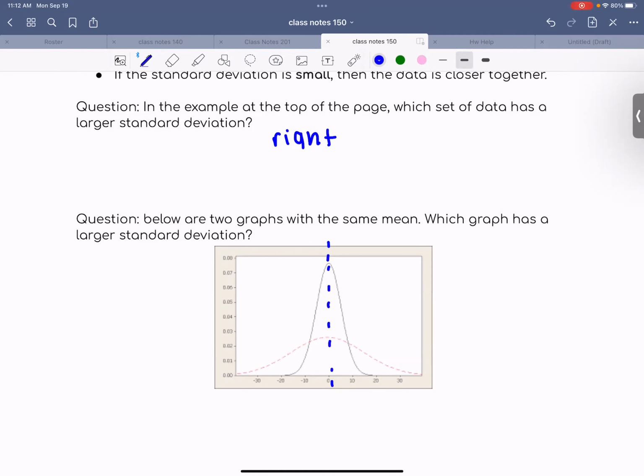Can someone tell me which one has the larger standard deviation? The one that's low, right? Because it's more spread out, right? The data are spread out more. They're not close to the mean, they're further away from the mean, okay? So this one has the larger standard deviation because it's more spread out.